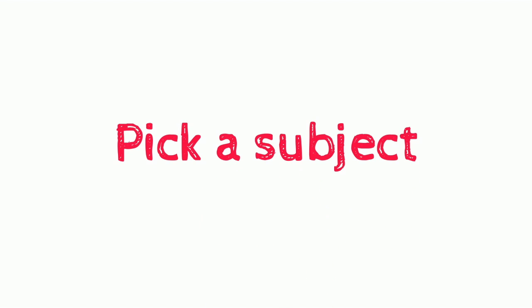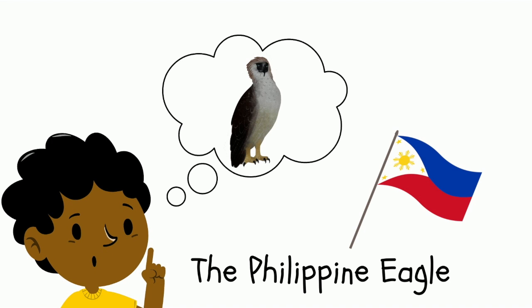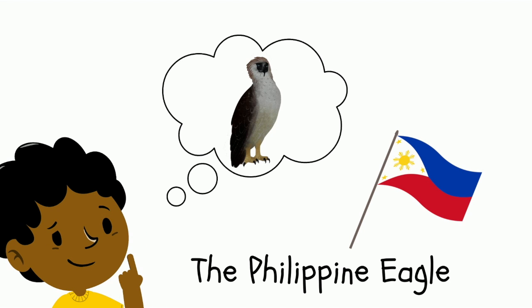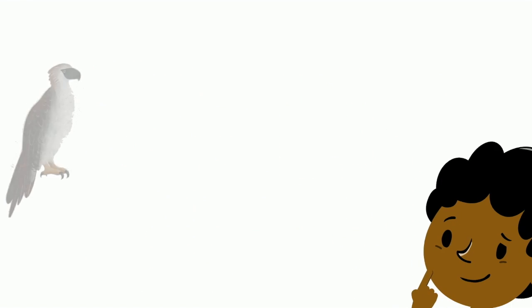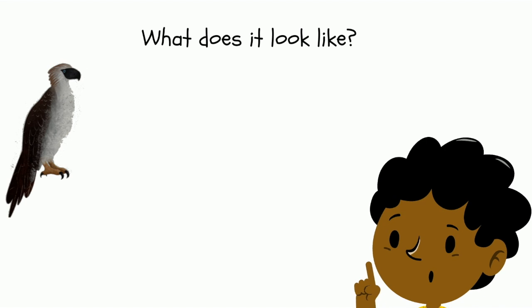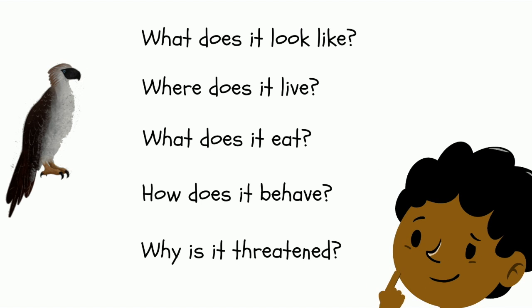When writing an information report, start by picking a subject. In this video, we'll be finding out about the Philippine eagle. Before beginning our research, we need to think about what questions we want to answer in our report. How about: what does it look like? Where does it live? What does it eat? How does it behave? And why is it threatened?